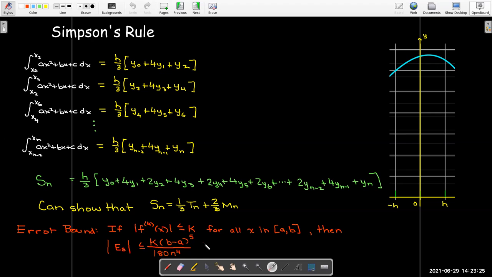And the error bound for Simpson's rule involves a bound on the fourth derivative. So we have to know, well, if we can find a number where the value of the fourth derivative in absolute value is less than some number capital K for all the values of x in the interval of integration, then we know that the error is bounded by K times (b minus a) to the fifth over 180 n to the power of 4.